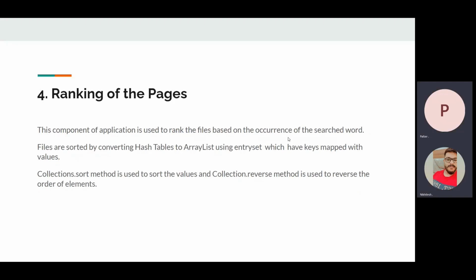So the last important feature of our web search engine is the ranking of the pages. This component of the application is used to rank the files based on occurrence of the search word. Files are sorted by converting the hash table to an array list using the entry set, which has keys mapped with the values. The Collections.sort method is used to sort the values and the Collections.reverse method is used to reverse the order of the elements.